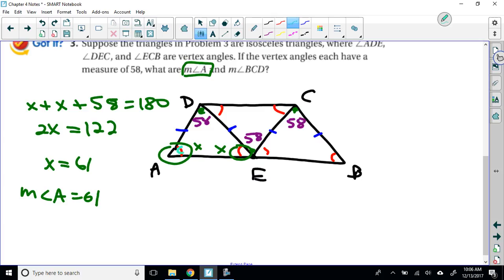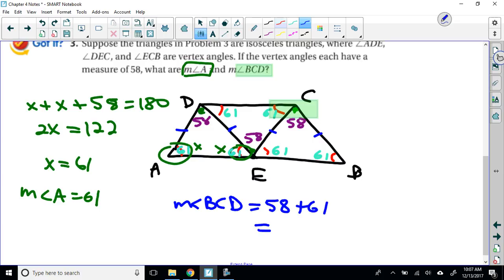So let's plug those in. So that's 61 down there. That's 61. That's 61. That's 61. That's 61. And that's 61. So then they say, what's the measure of angle BCD? BCD is that larger angle there. So the measure of angle BCD would be the 58 and the 61 summed, and that's going to end in a 9, and it's, I guess, 119 degrees. And the measure of angle A was 61 degrees. Cool beans. There it is. All right. So that gets us through that.